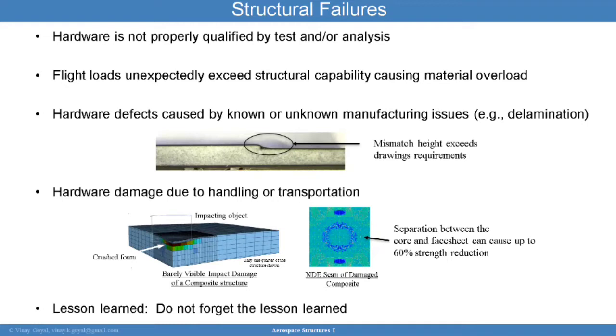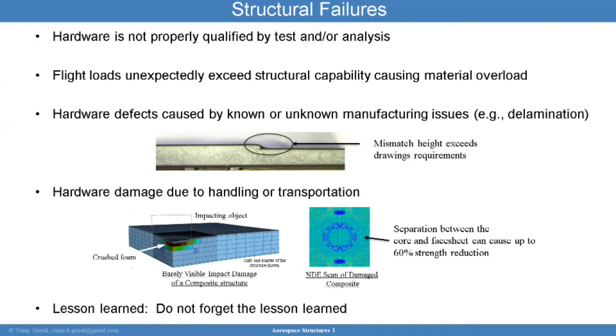Hardware damage due to handling or transportation is also quite important. For example, I could have a composite sandwich structure as shown here, and the core is subjected to a crushing load from an impact damage event from the outside. Well, that crushing damage could cause a delamination shown in blue of that ring shape that you see. And guess what? A delamination shape of this type could cause up to 60% strength reduction.